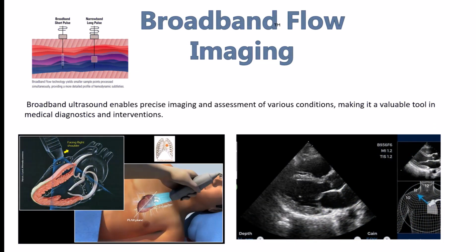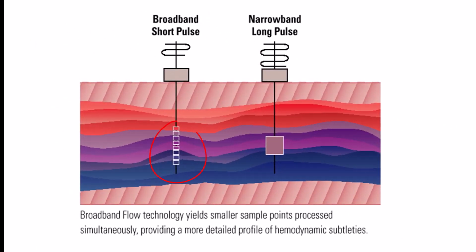Broadband ultrasound involves ultrasound probes and transducers that operate across a wide range of frequencies, allowing for detailed and precise imaging of various tissues and organs within the body. It combines anatomical images with information about movement, velocity, softness, and other physical characteristics. Broadband flow technology yields smaller sample points processed simultaneously, providing a more detailed profile of the hemodynamic subtleties.